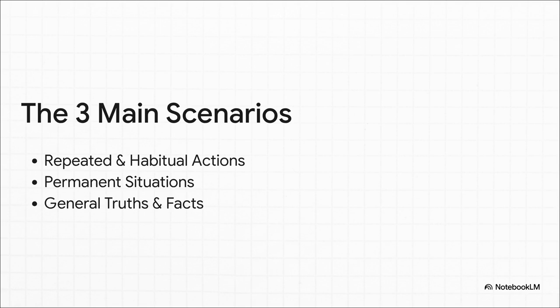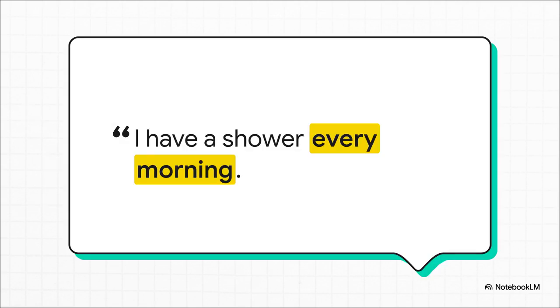Let's break each one down. First up, habits and routines. This is probably the one you'll see and use the most. Just think about your daily life. I have a shower every morning. It's a regular, repeated action, right? That little phrase, every morning, is a huge clue that we're talking about a habit.